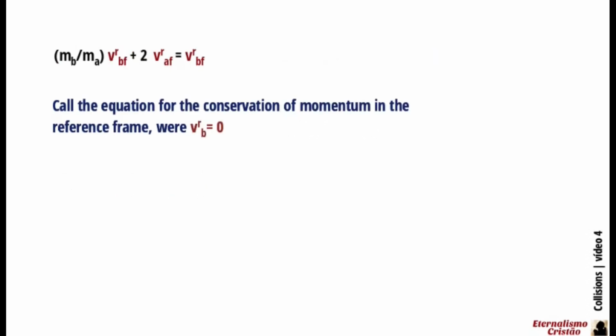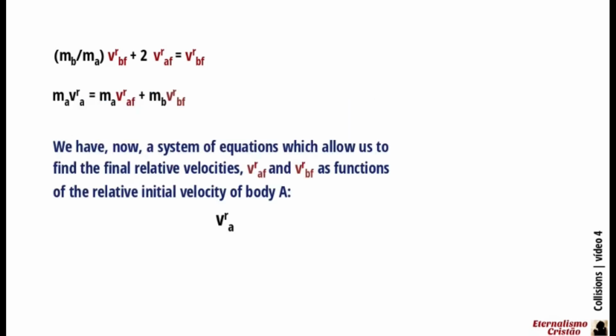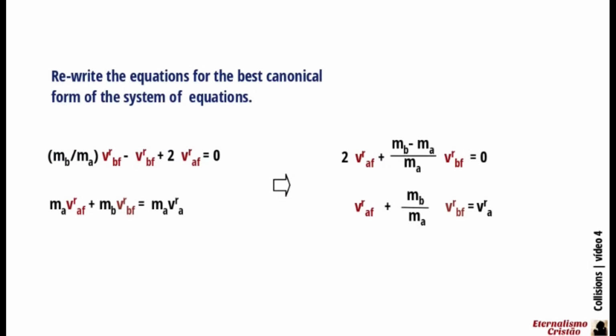Solve the equation for the conservation of momentum. Remember, we wrote it for the reference frame where v relative of b equals 0. We have, now, a system of equations which allows us to find the final relative velocities of bodies A and B as a function of the relative initial velocity of body A. Rewrite the equations in the canonical form of the system of equations.